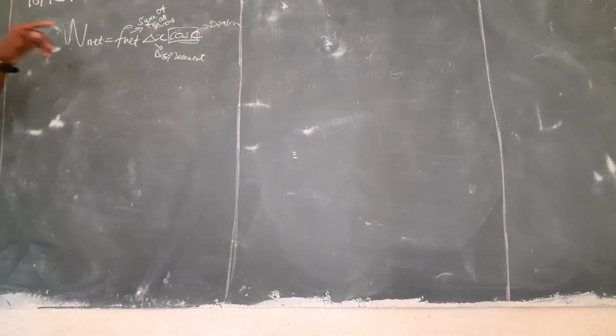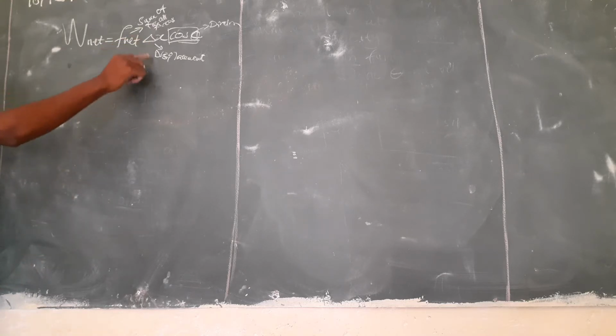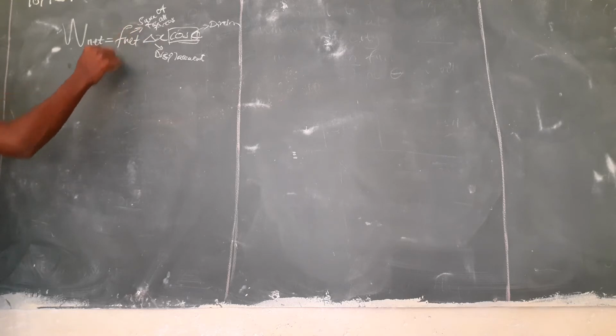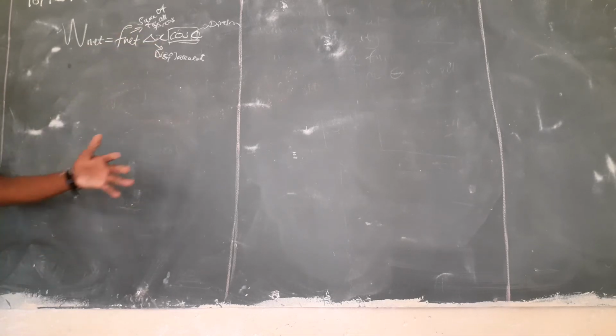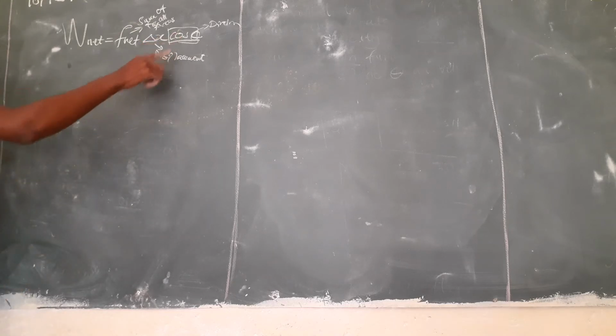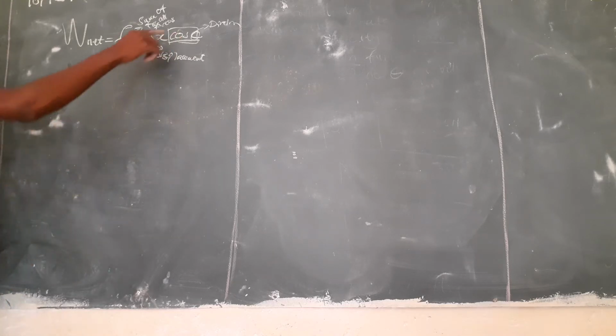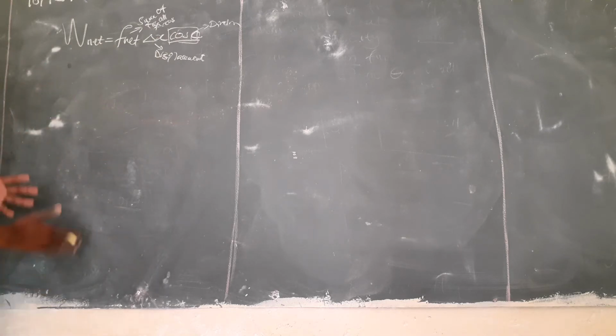As F net is the sum of all forces, you remember Newton's second law: the sum of all forces acting on an object equals the mass multiplied by the acceleration. Here is the distance that the object is going to cover, and this is the direction in which the force is going. Is it going in the same direction as the object or not? If it is, it's cos 0. If it's not, it's cos 180.